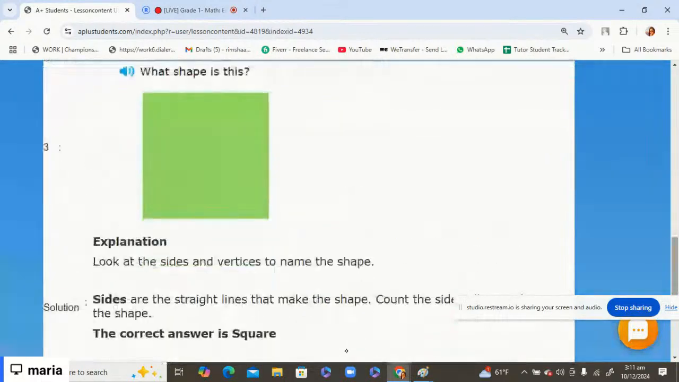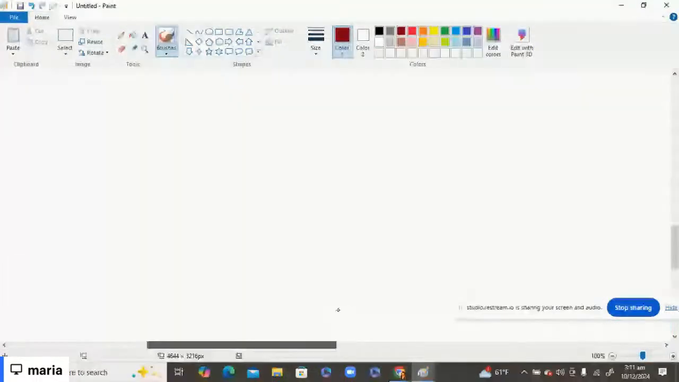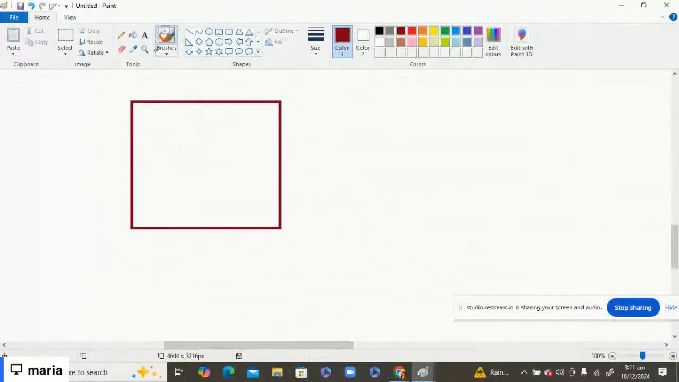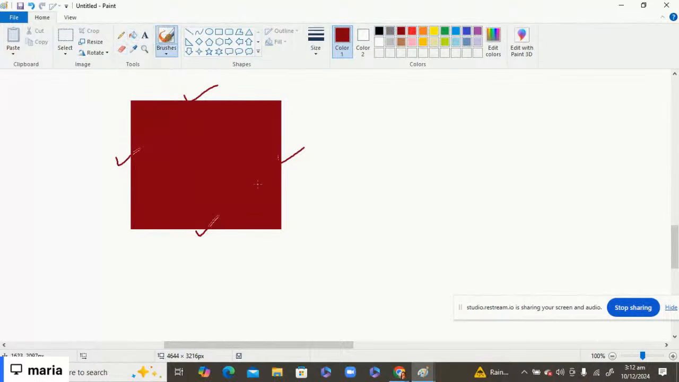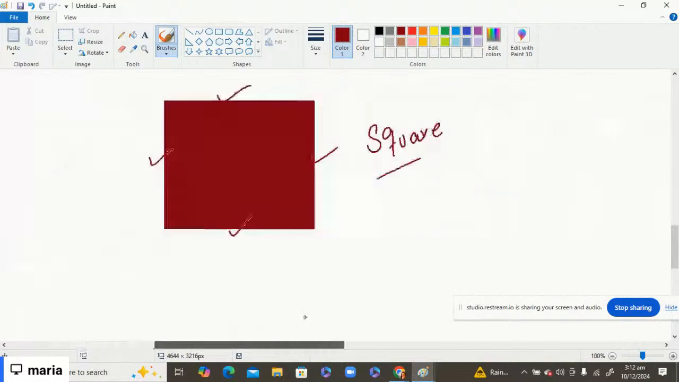Look, this figure is the new one now. This figure is called this if all the side lengths are equal. Look here. How many sides are there? One, two, three, and four. There are four sides, so we can say that this is called the square. The figure name is square. This figure name is triangle. Got it? This figure name is square.